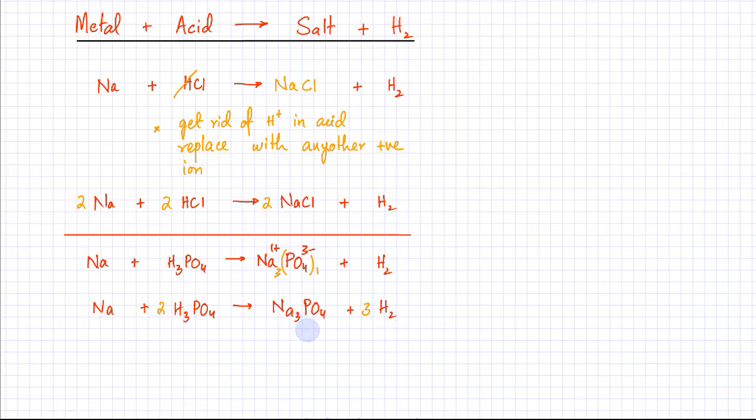PO4 is 2, so there should be 2 molecules of Na3PO4. And sodium is, there's 6 sodiums on this side, so on the left hand side there should be 6 sodiums. Now it's a balanced equation. So it's a metal reacting with an acid and it's producing a salt and it's giving off hydrogen gas.